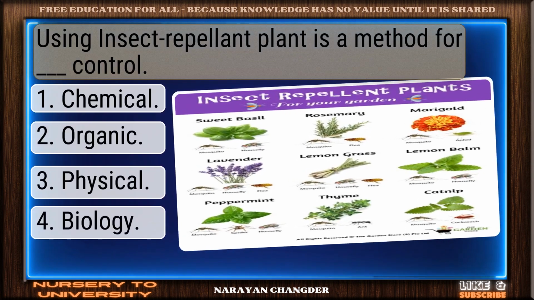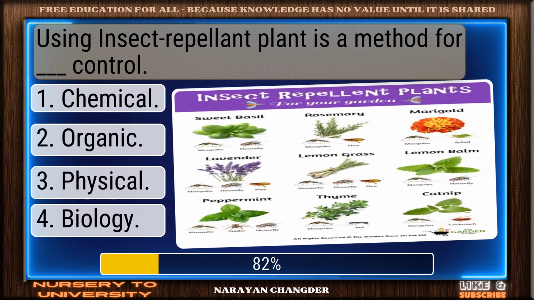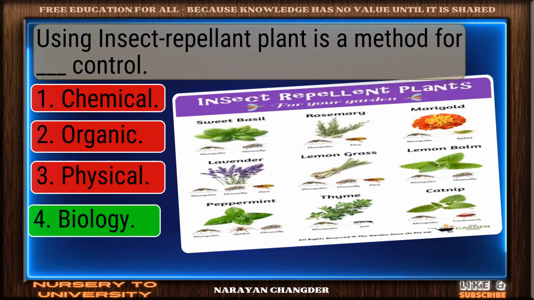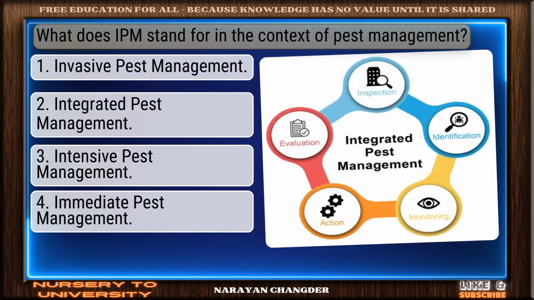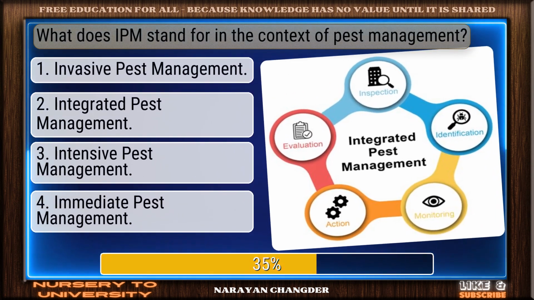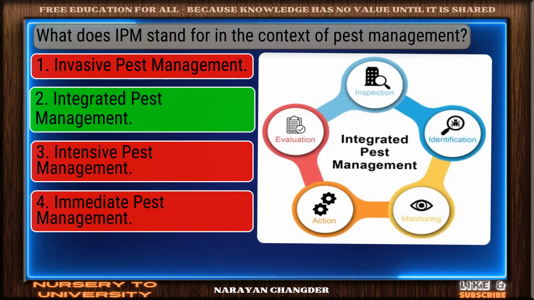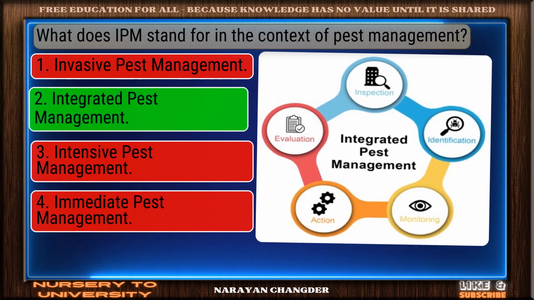Using insect repellent plant is a method for dash control. Great job. Biology is the accurate answer. What does EPM stand for in the context of pest management? Smart move. Integrated Pest Management is an accurate answer.